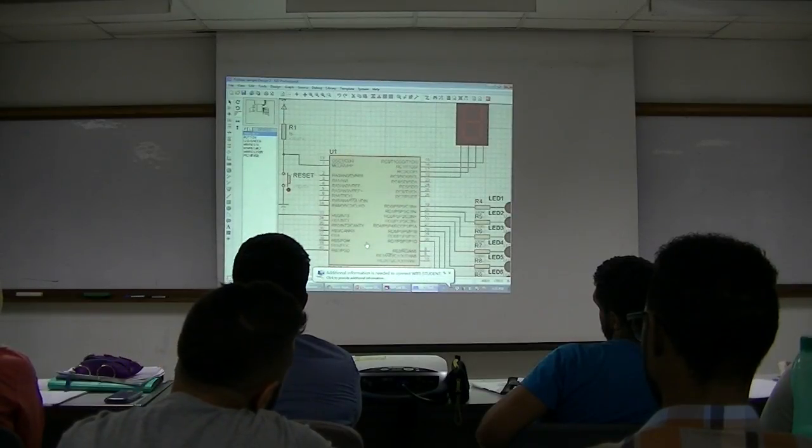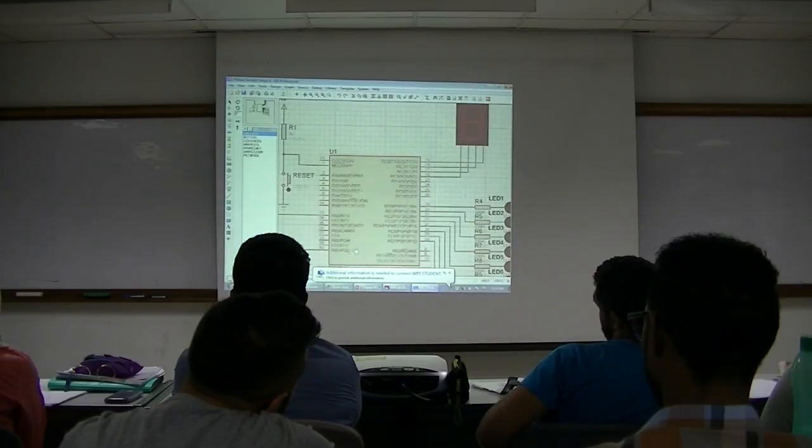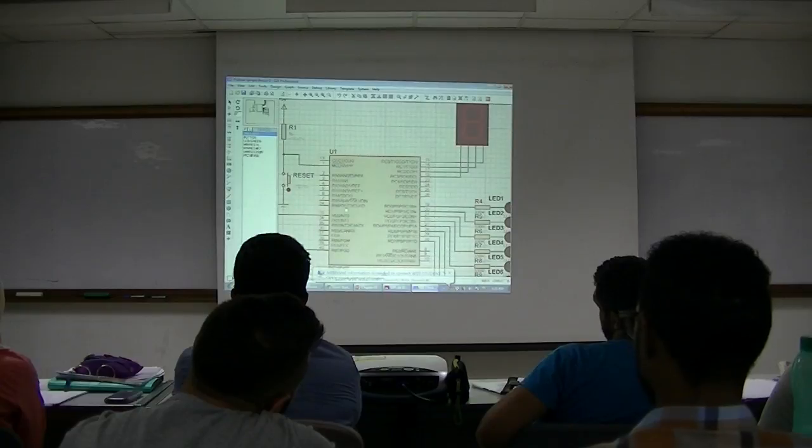Any question up to this point? So these are the ports. So each pin you can configure as input or as output.